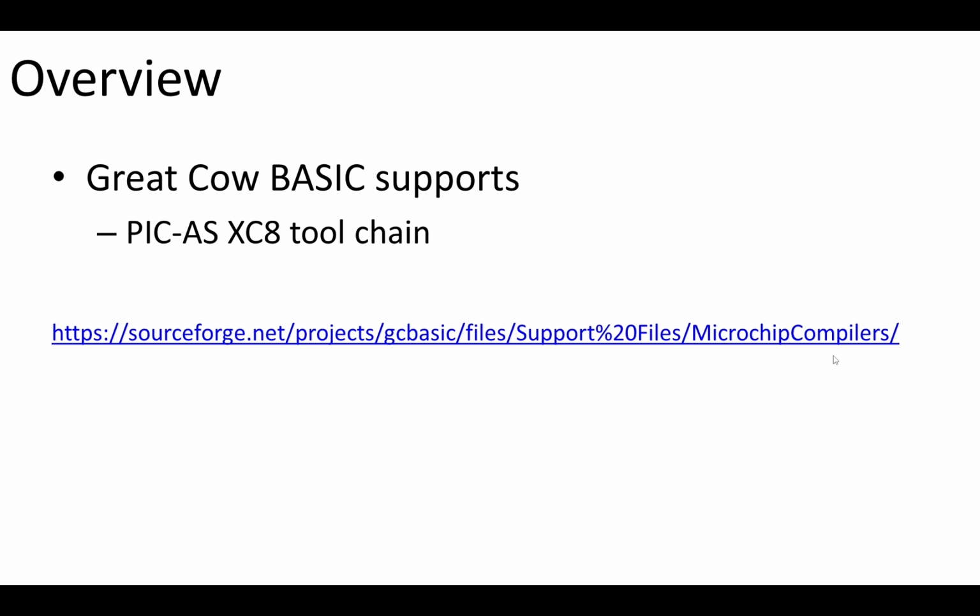You can download PIC-AS if you want to install it alongside your GreatCal Basic installation from SourceForge and from Microchip, of course, but the one that we've tested is up on the Microchip compilers folder. It is a standalone installation. If you want to do what I'm showing you, you have to install PIC-AS as a prerequisite. And in previous videos, I've detailed how you actually do that.